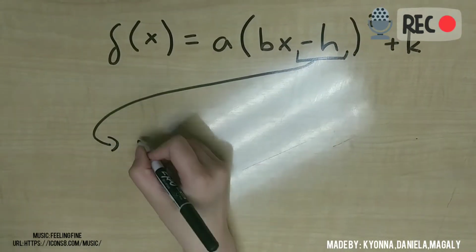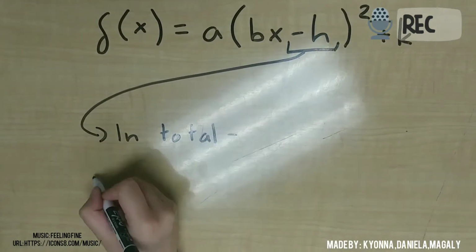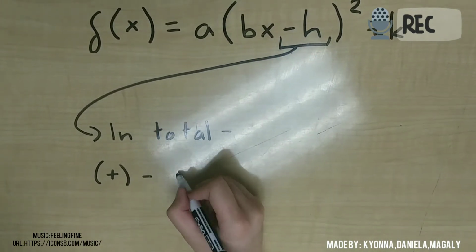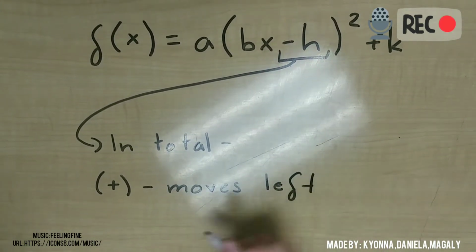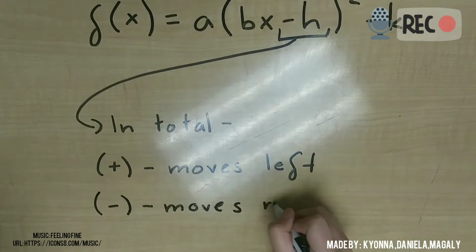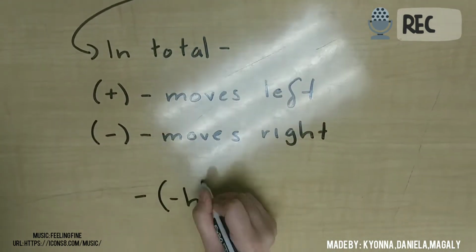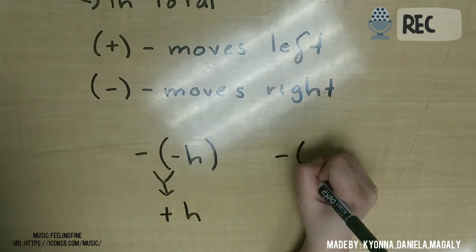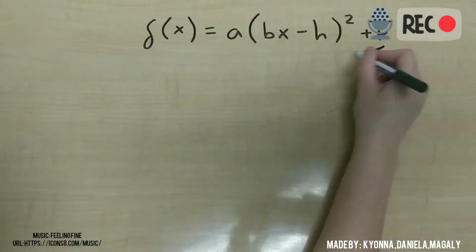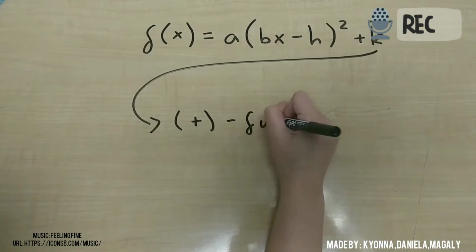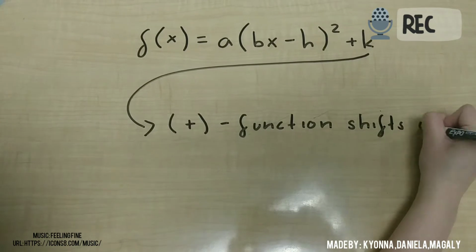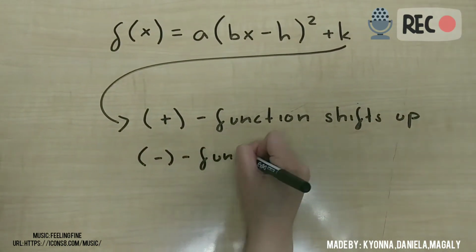The other two variables, h and k, describe the translations of the function. When h is positive, the function moves to the left, but when h is negative, the function moves to the right. This is because h has a negative sign next to it, so if h is negative, a negative plus a negative makes a positive. When k is positive, the function shifts upward, and when k is negative, the function shifts downward.